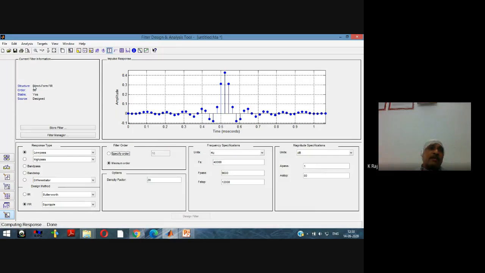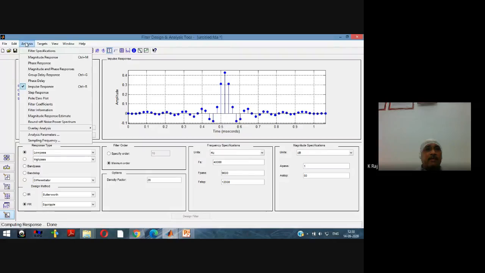Now see here the current filter information, the filter which has been designed. It is a direct form FIR filter, the order is 50, and it is stable. The source is designed from the MATLAB here. This is the impulse response of the filter, shown here. And similarly, we can analyze here the step response. What is the step response?